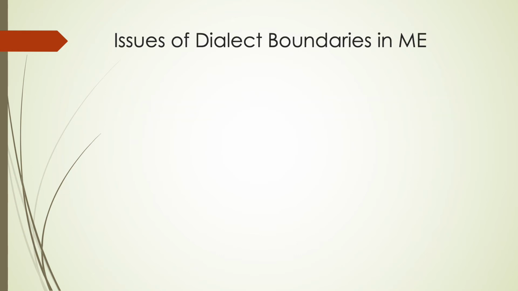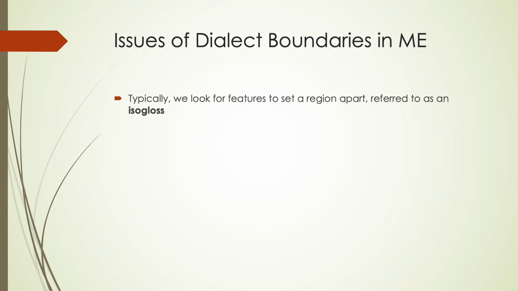And typically, when we see these, we want to refer to what sort of features set apart a dialect. How do we know that something belongs to a particular dialect? And in sociolinguistics, what we're typically looking for are different features that we would refer to as isoglosses, sort of things that we can put on a map that says on this side of the line, people are more likely to speak this way. On the other side of the line, people are more likely to speak this other way.